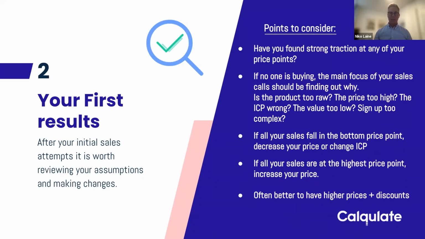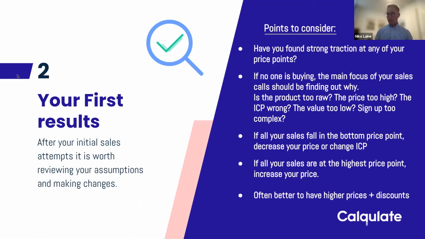You might still have some assumptions. So now it's time to act and make some changes, and either increase your prices, find another ICP, or decrease your prices. So there's a lot of ways to go. But a very important thing is that based on your segments, your ICPs, or your plans, analyze if one of them has had a lot of traction. And if some haven't had traction and some have, try to analyze why that is the case.